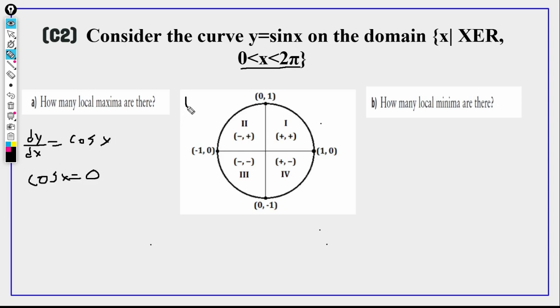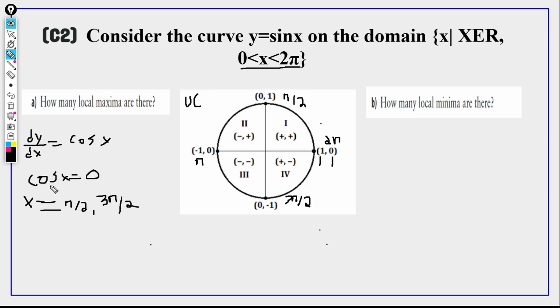We have our unit circle, UC for short. This is cos and this is sin. Here are 2 pi, pi over 2, pi, and 3 pi over 2. We need to find where cos x equals 0, so that's pi over 2 and 3 pi over 2.